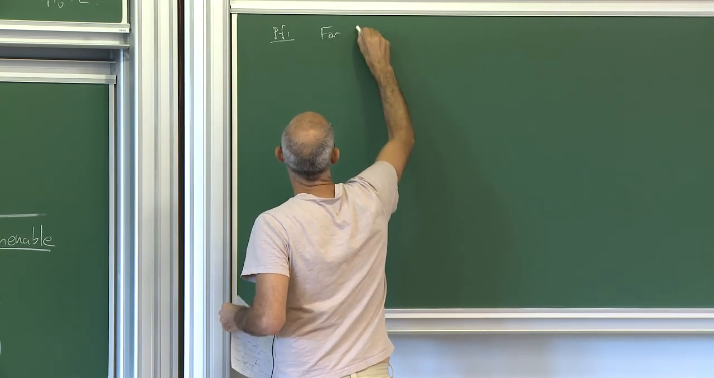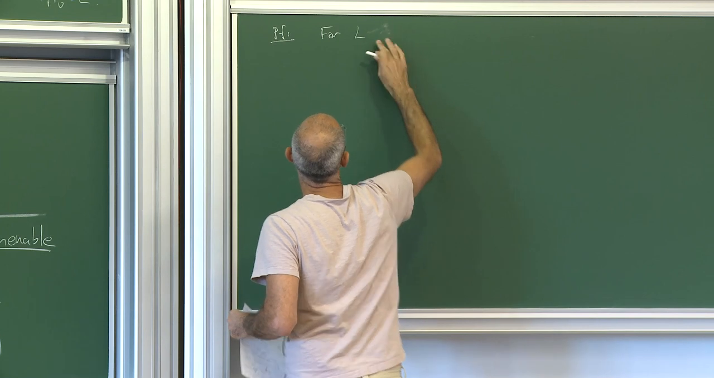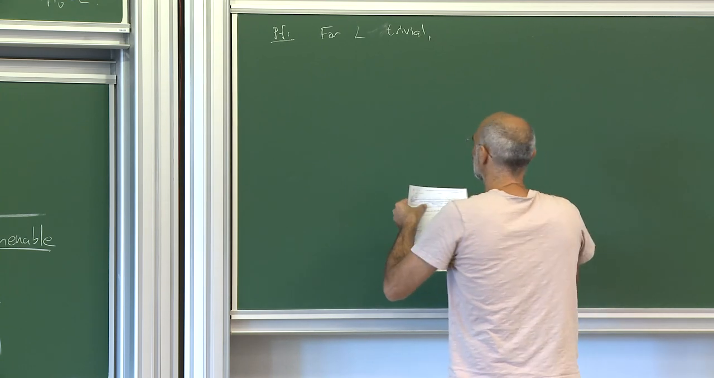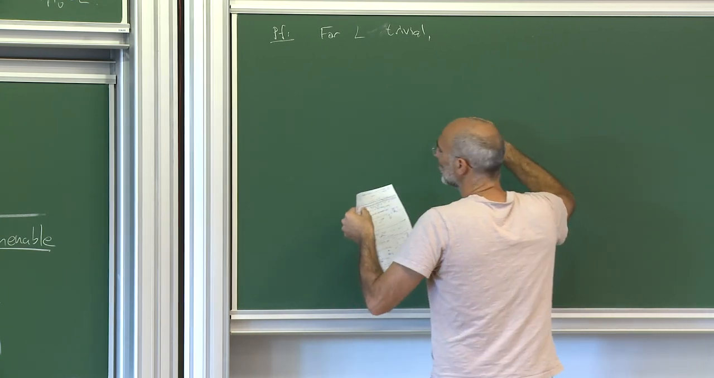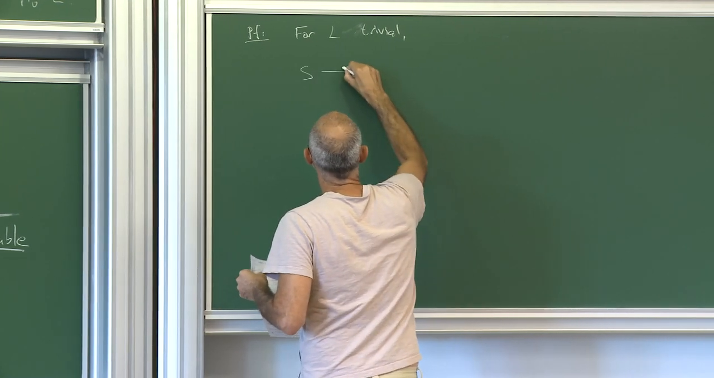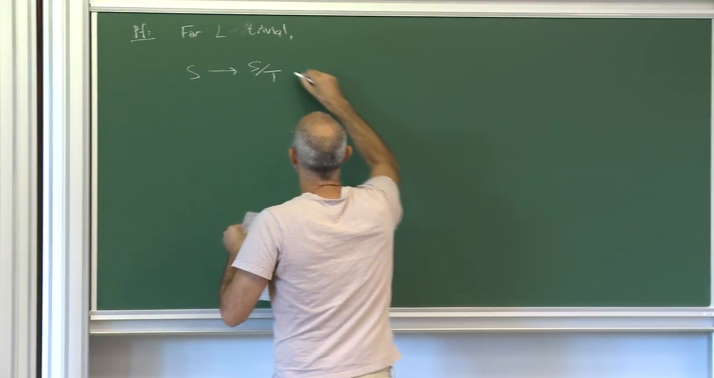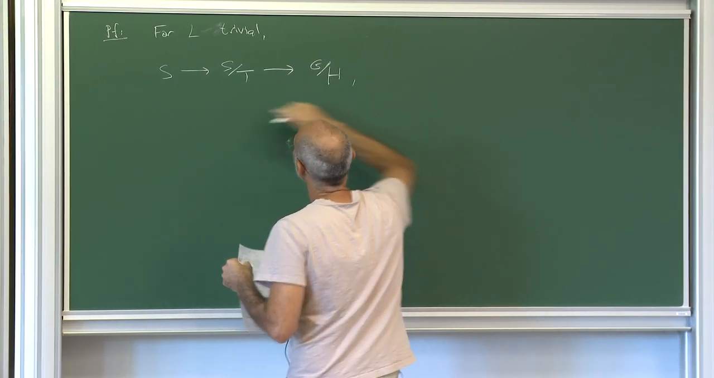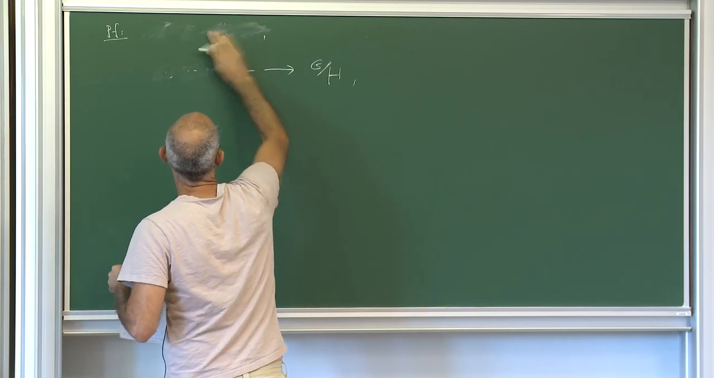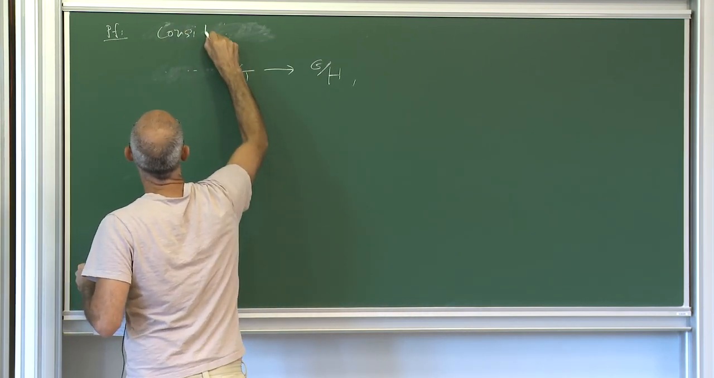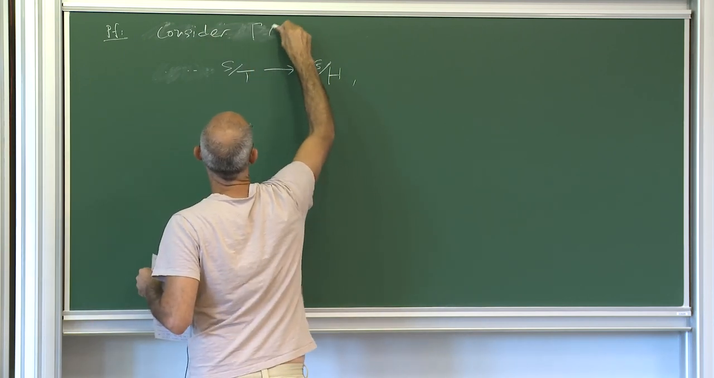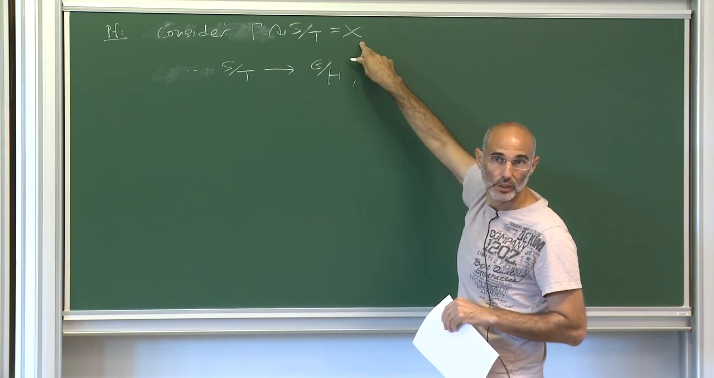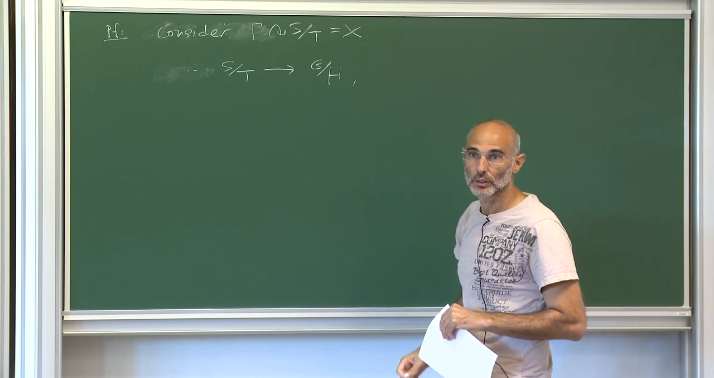For L trivial, we have the map S mod T. Consider S mod T as my X and consider it as a gamma representation.